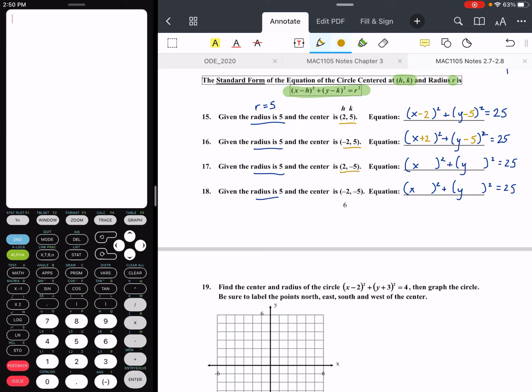Number 17, center of (2, −5). So the equation is (x − 2)² + (y + 5)² = 25. And then number 18, (−2, −5) center. So I'll have (x + 2)² + (y + 5)² = 25.